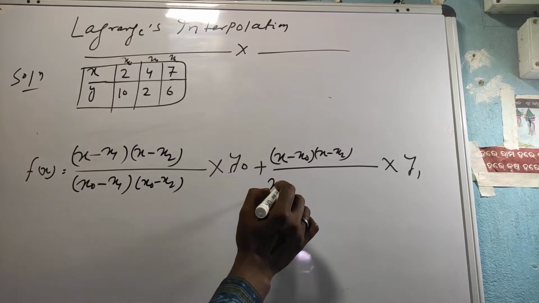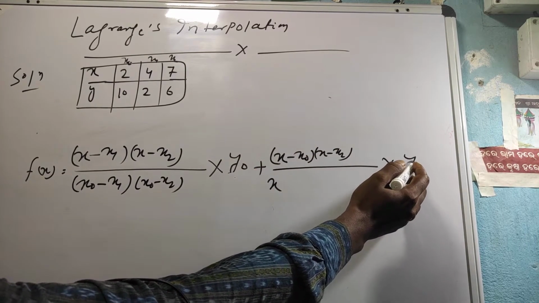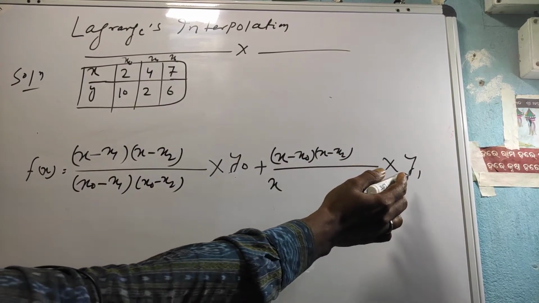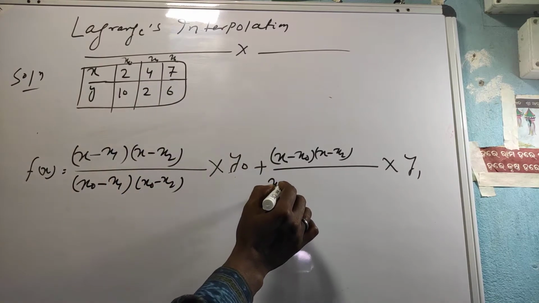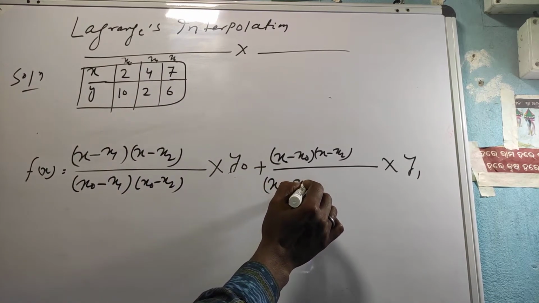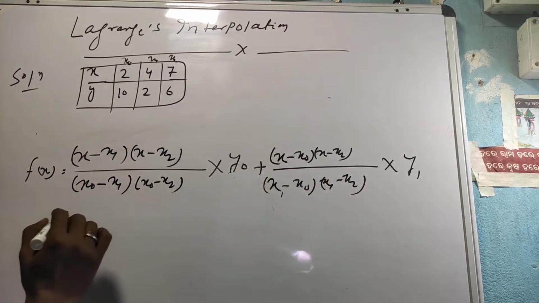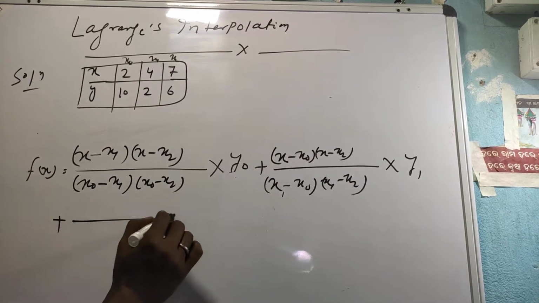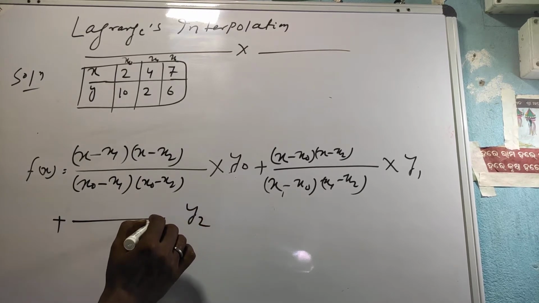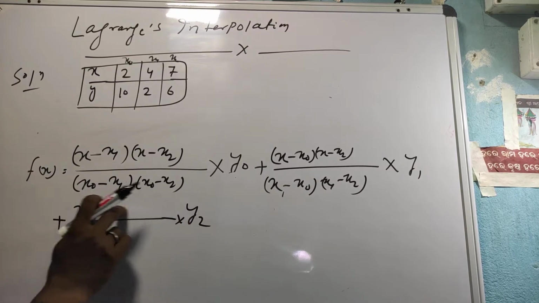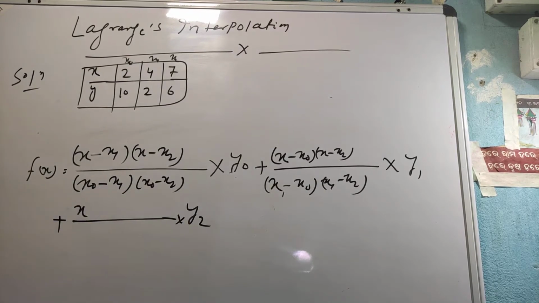And similarly, on the upper side the numerator is there, so for y1 the corresponding x1 we can subtract from x0, x1 minus x2. Similarly, first we can write y2. For y2, in the numerator we cannot write x minus x2, and all other terms we can write.